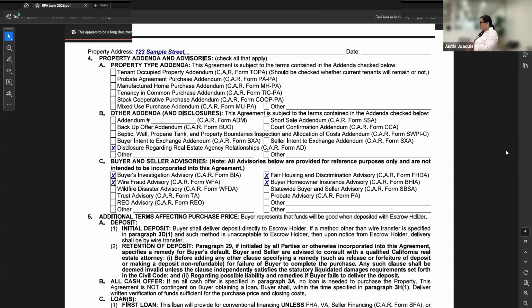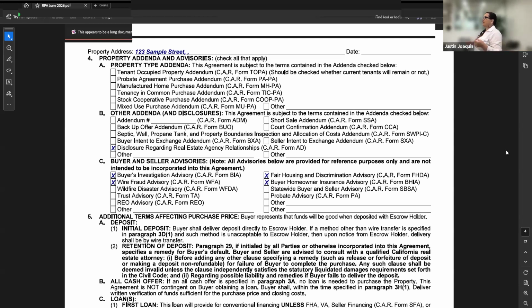So today, June 2026 RPA. It actually had some changes in paragraph 4. Look at 4B, the disclosure regarding real estate agency relationships, AD. I never realized the AD was never part of the boxes. So that's new.